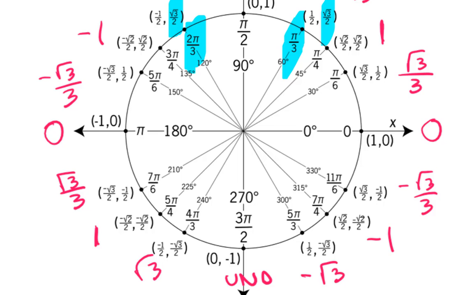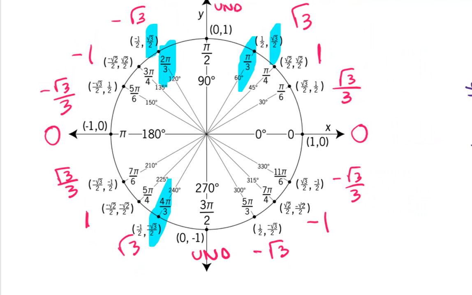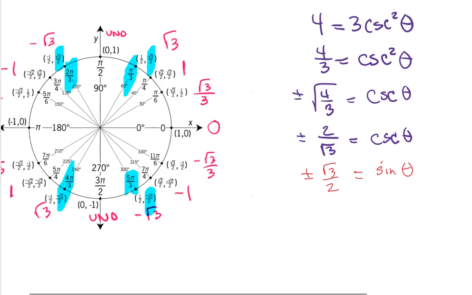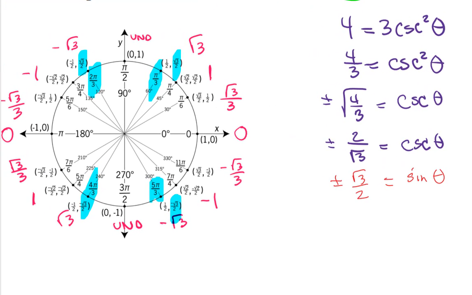So be careful. Make sure you get the y value, not the x value, because that's a common mistake on that. So one would occur at 4 pi over 3, and then, of course, the other one is going to occur right here at 5 pi over 3. So those would be my 4 trig values between 0 and 2 pi, where that would be a solution to this equation.